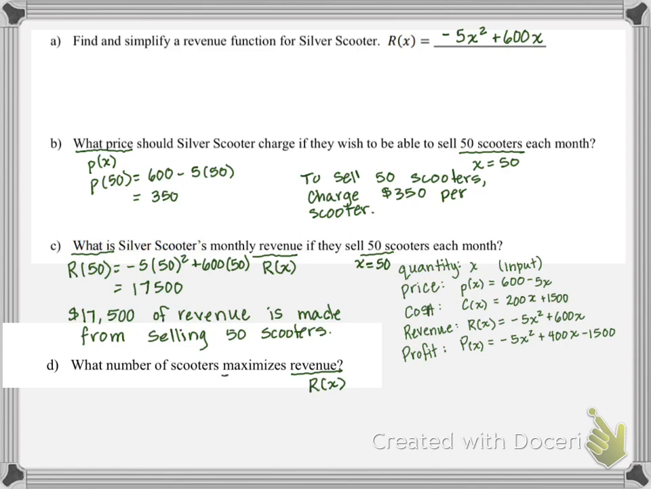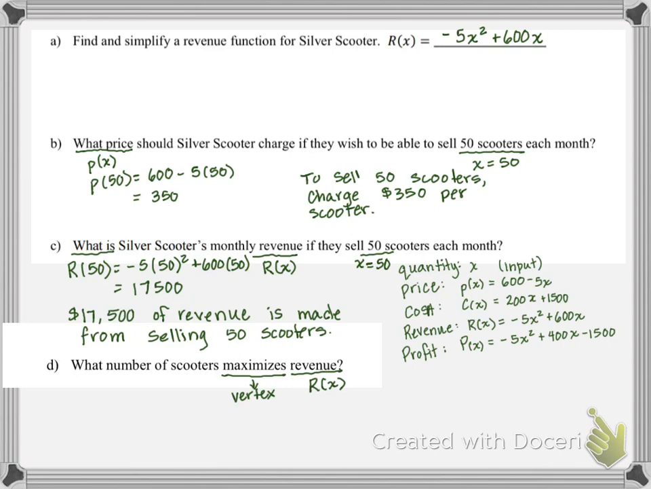So when you see the word maximize, minimize, most, least, biggest, smallest, greatest, largest, all of those words are clues that you want to find the vertex. So I'm finding the vertex of the revenue function. And remember, yesterday I told you guys minimizing is exactly the same as maximizing. So for you, the process will be exactly the same if I were to say minimize rather than maximize.